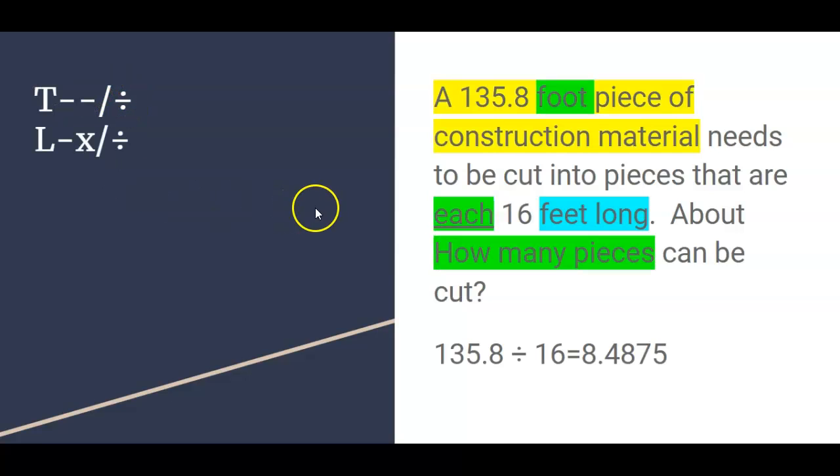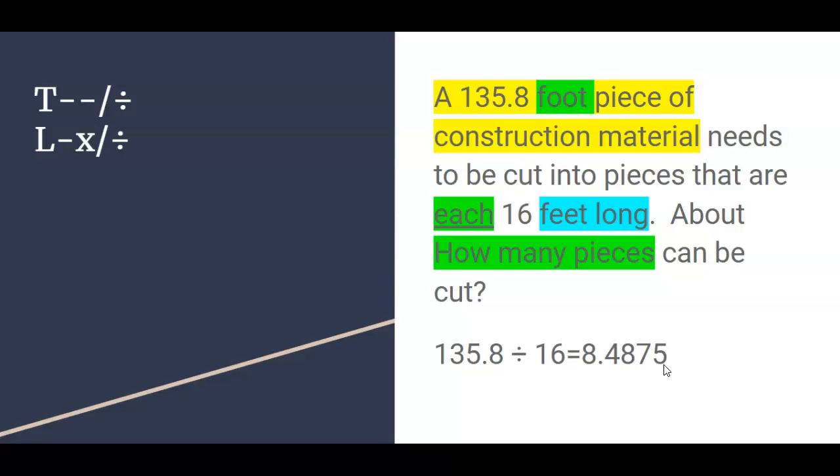If I put all of that together, remember the yellow is our totals, the blue is the labels, and of course, thinking back to primary colors in art, if you put yellow and blue together, you get green. So the green pieces were things that we used to find both the total and the label. So looking over here, I can see that this means I need to divide. So if I were to do 135 and 8/10 divided by 16, I would get 8 and 4,875 10,000ths.